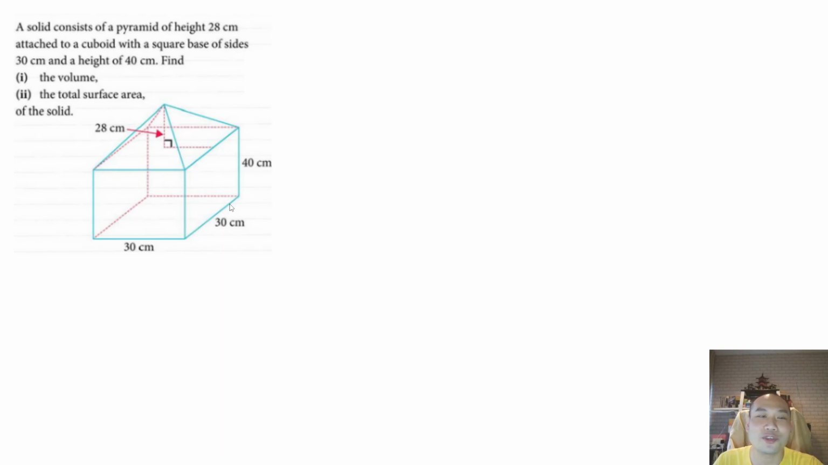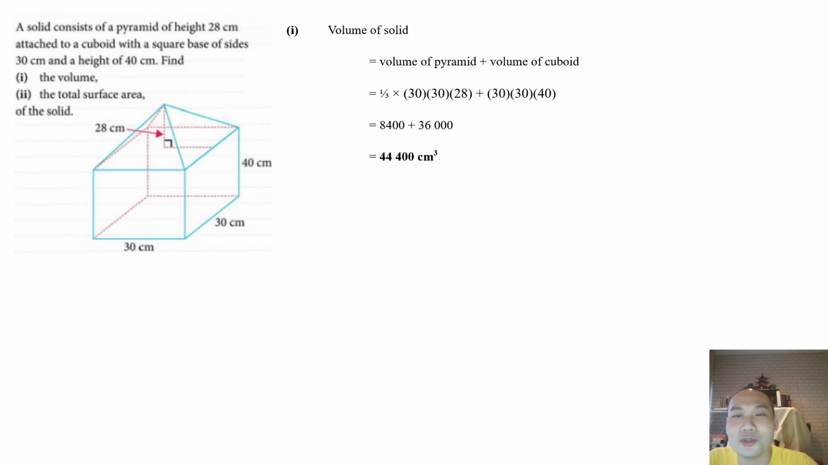To find the volume, of course, two parts here: volume of pyramid plus volume of the cuboid. So here we go, volume of pyramid plus volume of cuboid. Volume of pyramid is 1/3 base area times height. You need to learn how to apply this formula. So 1/3 times base area. The base of the pyramid is 30 centimeter by 30 centimeter, so 30 times 30 is the base, and the height is 28. This portion here is the volume of the pyramid, and volume of a cuboid is length and breadth times height. That one we are familiar with, right? So add them up, we have 44,400 cubic centimeter.